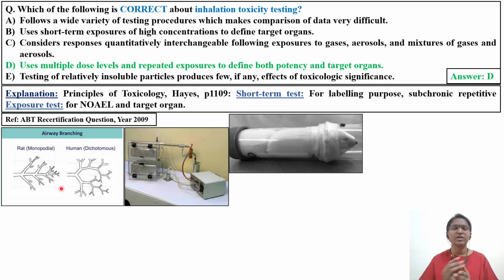So this is something new I also learned. I would request you also to go in depth and understand why, because this is only going to define where the particle will go and deposit.